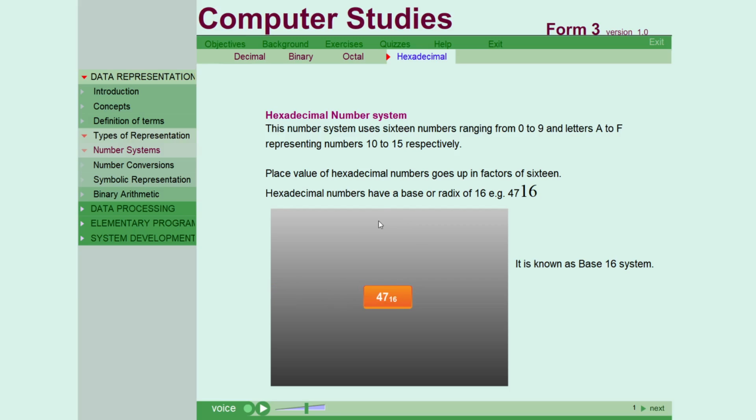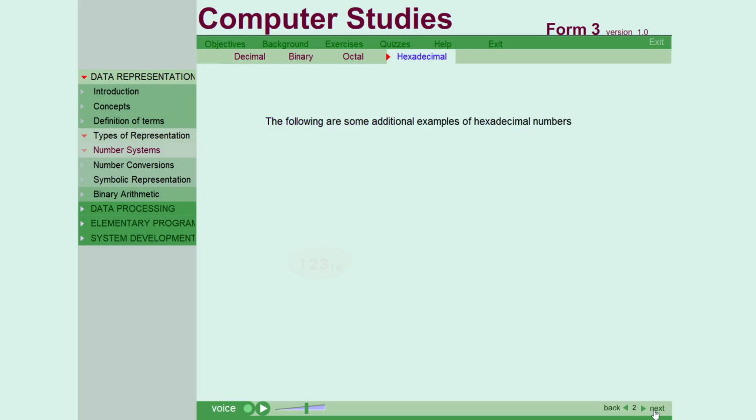For example, 47 to the base of 16. It is known as the base 16 system. The following are some additional examples of hexadecimal numbers.